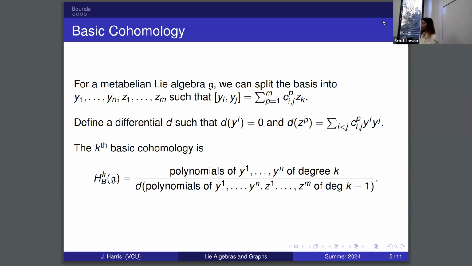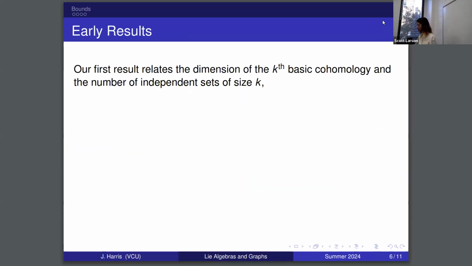And we can define the basic cohomology using this differential. This is the basic cohomology, which means that we don't want any z terms at the top. We just want them to be y's. And that's why we're only going to have the polynomials from y1 to yn of degree k, because this is the k-th basic cohomology. And then we're modding out by the image of D on polynomials of degree k minus 1, but they're going to have 1 z term in there.